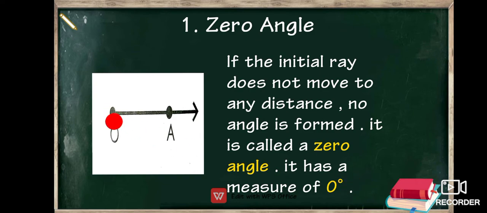You can see here an initial point with a ray. It has only one ray. It doesn't have any second ray passing through. So only one initial point and it is moving on. So this is called a zero angle. Here we didn't get any angle. So this is known as a zero angle. I hope you understand what a zero angle is. Now we can move on to the next angle.